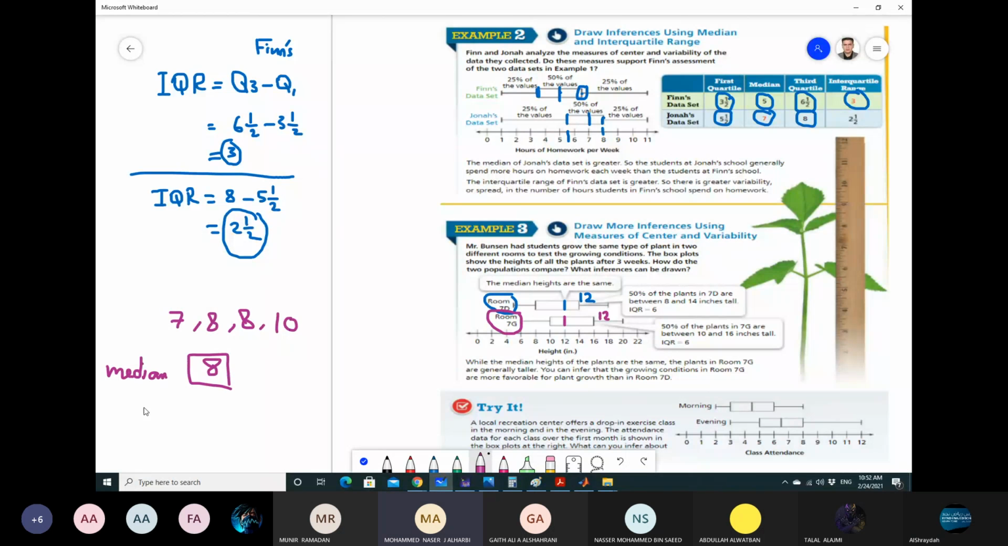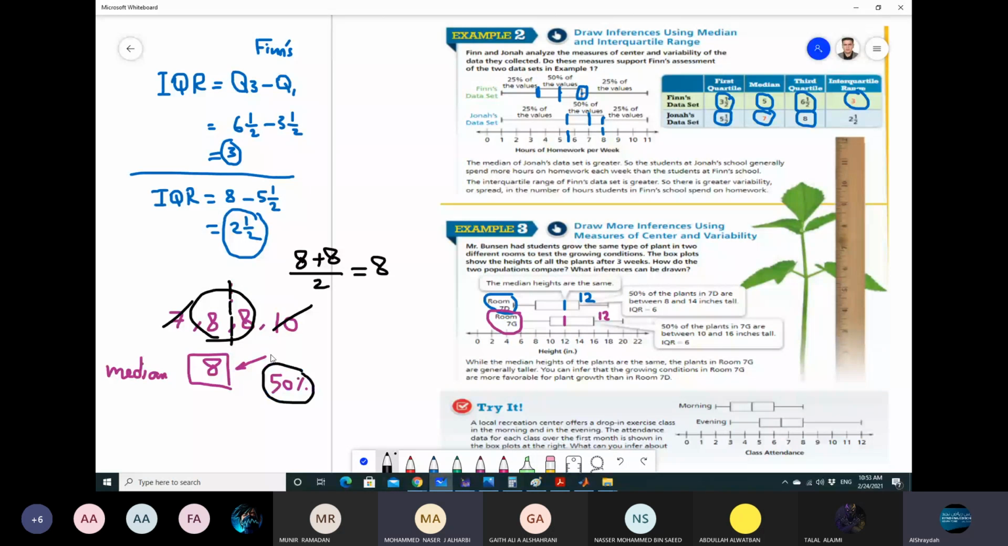I tell you, the median is 8 means 50% of the data values that I have are less than 8. How to calculate the median, if you remember? Look here. Take this 7 with this 10, and you have 2 numbers, add them, then divide by 2. This is the way you can find the median. So 8 plus 8, 16 divided by 2, gives you 8. So the median is located here. It means that we have 50% of the data values less than 8. This is our median.